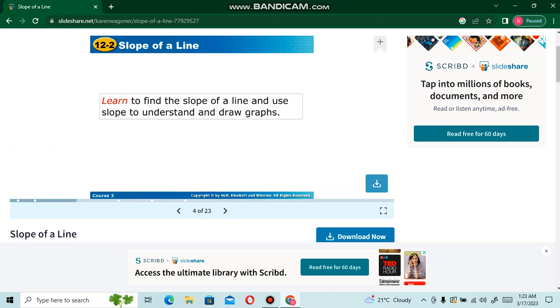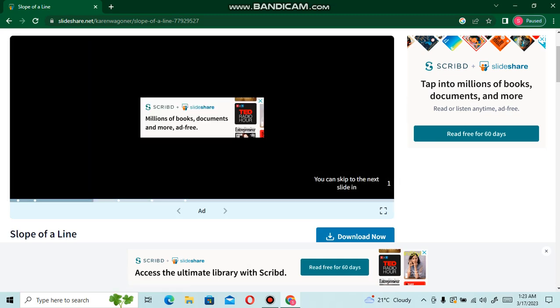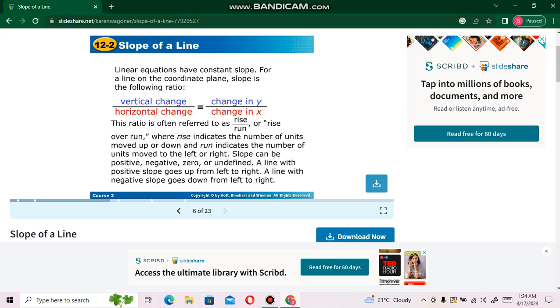Learn to find the slope of a line and use slope to understand and draw graphs. You looked at slope on the coordinate plane in an earlier lesson. Linear equations have a constant slope for a line on the coordinate plane.